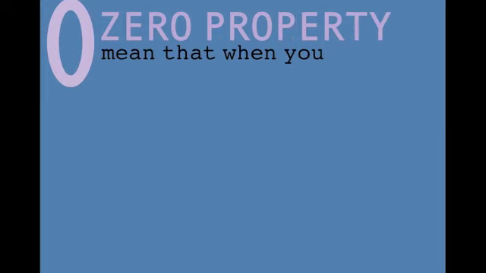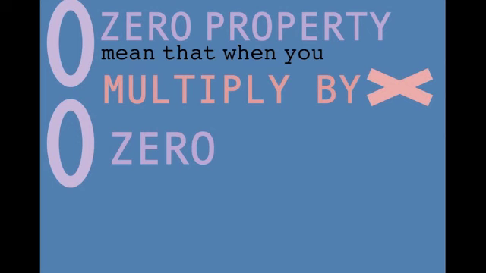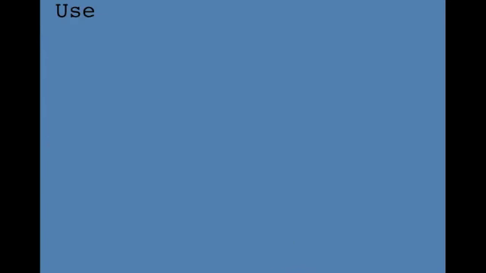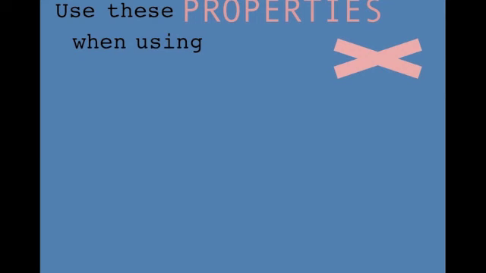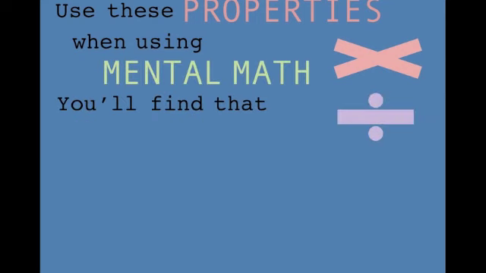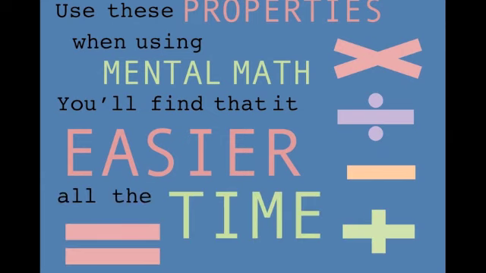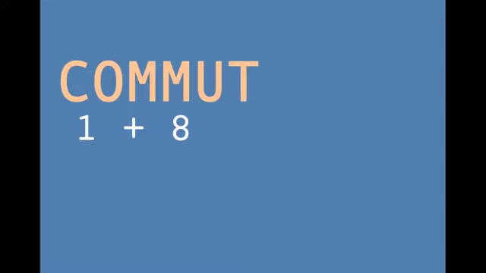properties mean that when you multiply by 0, the answer is 0 all the time. Use these properties when doing mental math, you'll find that it is easier all the time.